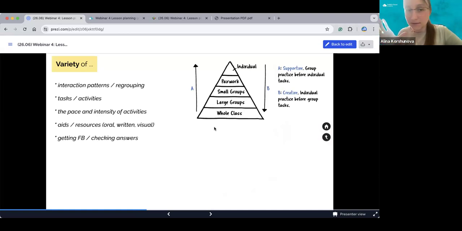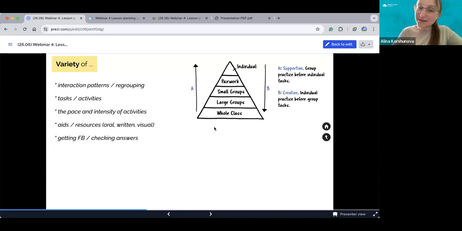Then we can bring variety in terms of tasks and activities. I know that we all love true-false activities. It's a good activity because it helps our students learn how to read, finding as many details as possible. But if you do a true or false activity every lesson, it might not be interesting for your students. So make sure that you have a variety of activities, a variety of tasks.